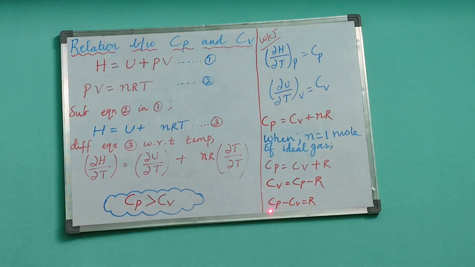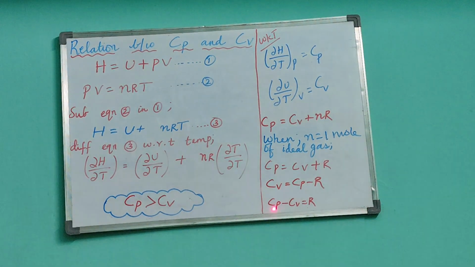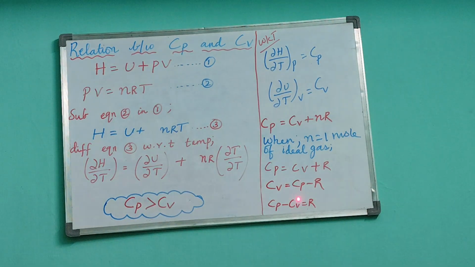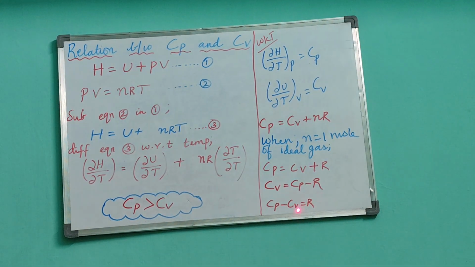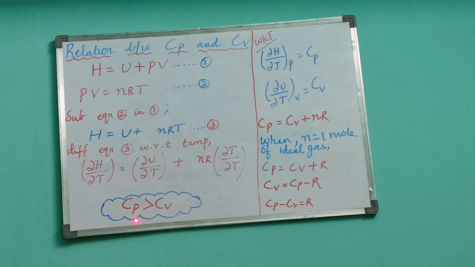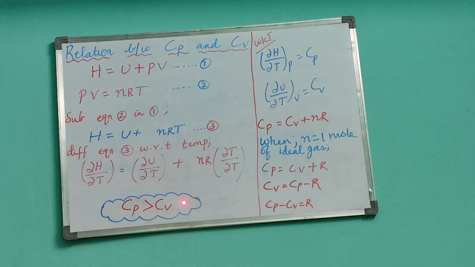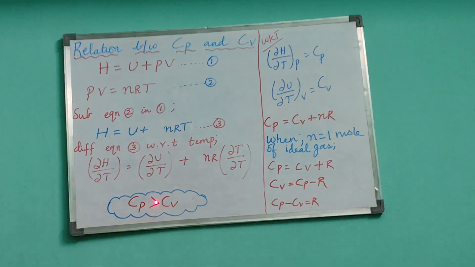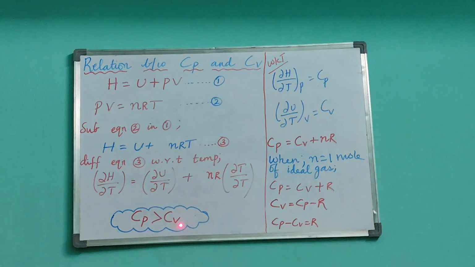Which implies that the difference between the specific heat capacity at constant pressure and the specific heat capacity at constant volume is always equal to the universal gas constant R. Here one more thing is that Cp is always greater than Cv. It's very important. Cp is always greater than Cv.